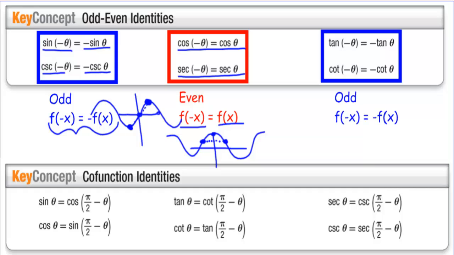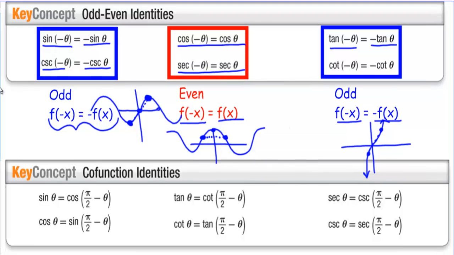And then there's tangent and cotangent. Here is tangent right here, and it is a reflection over the origin. So that is an odd function. We can say that f of negative x equals negative f of x. In other words, tangent of negative theta is the same as writing negative tangent of theta. You'll get the same value.